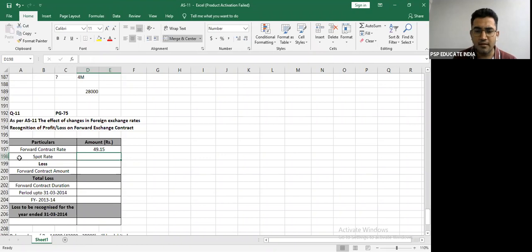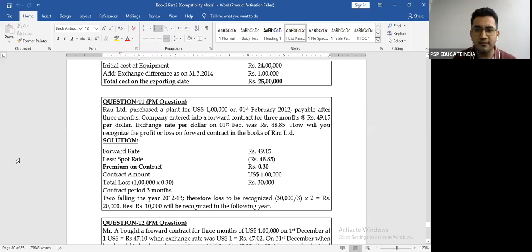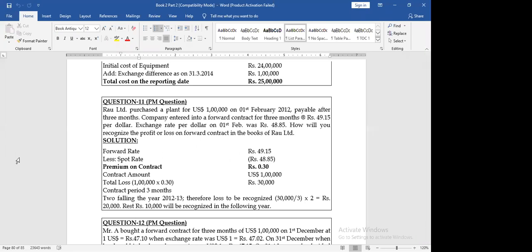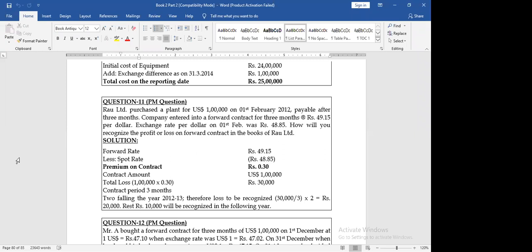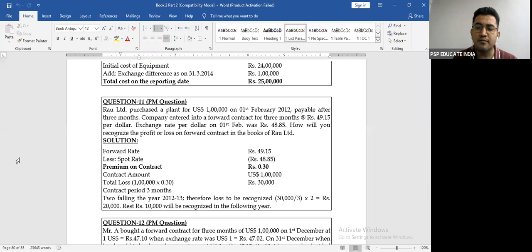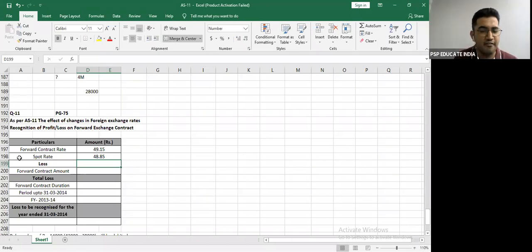Okay, then spot rate. What is the meaning of spot rate? The rate that is prevailing on the existing transaction. Rate that prevails on the date of transaction. Okay, what is the date of transaction in this question? 1st February. So what's your rate on 1st February? 48.85. So what will be your spot rate? 48.85. Okay. Did you purchase or sell? Purchase. So will you pay or receive money? Pay.